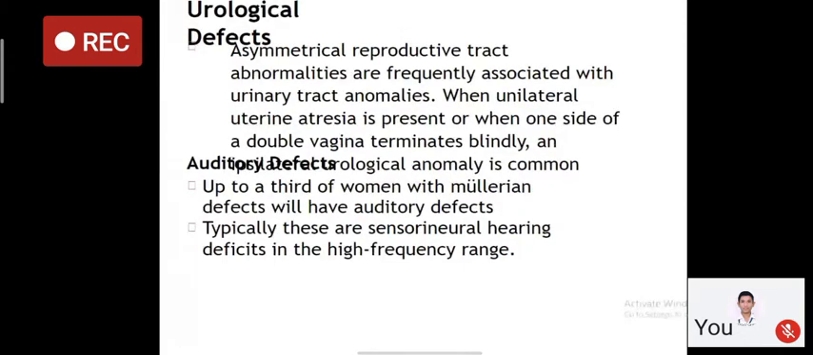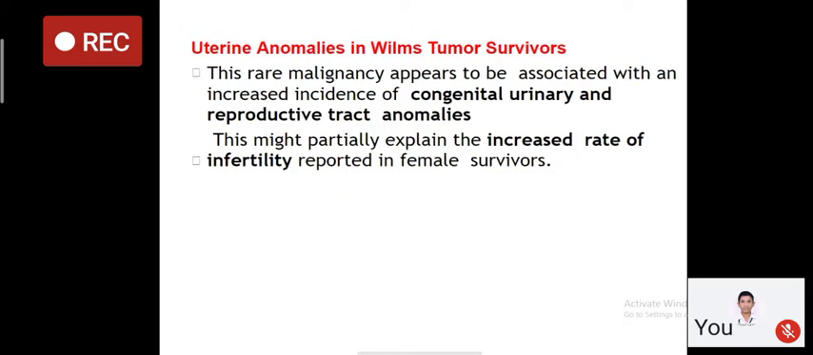So, what could be the urological defects? Asymmetrical reproductive tract abnormalities are frequently associated, and I have already told you that it is associated with urinary tract anomalies, when unilateral uterine atresia is present, or when one side of a double vagina terminates blindly. There could be auditory defects also. Up to a third of women with Mullerian defects will have auditory defects. Typically, these are sensorineural hearing loss in the high frequency range.